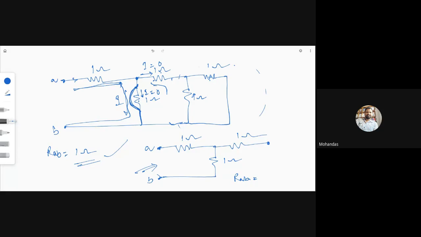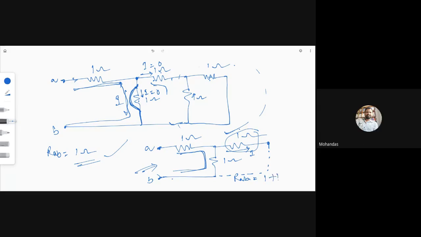Yes, sir. Can you tell me the RAB value here? Current flowing through the 1 ohm and this 1 ohm. Will the current flow through this 1 ohm resistor? No, sir, because it is an open circuit, it will be neglected. Yes, it will be neglected because it is not connected to the point B. So if you neglect it, this 1 ohm and this 1 ohm are connected in series. 1 plus 1 equal to 2 ohms.